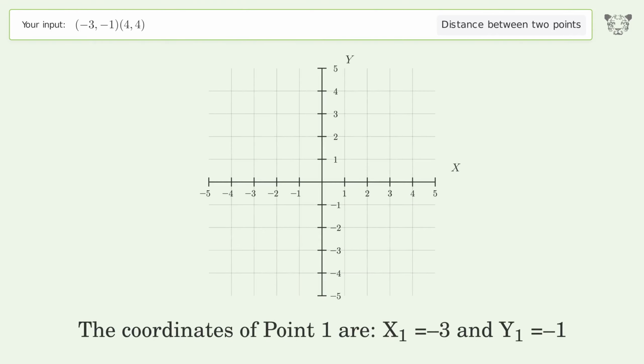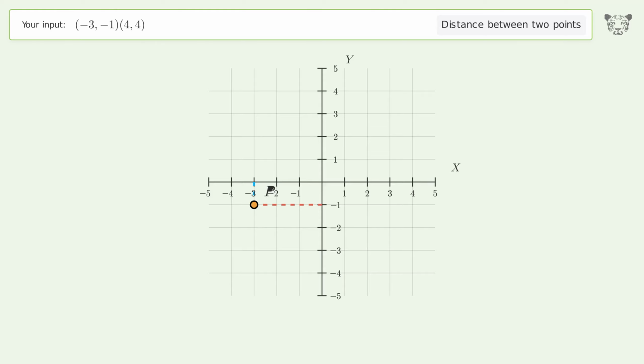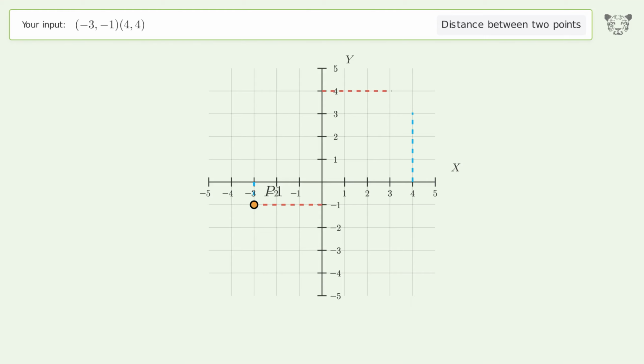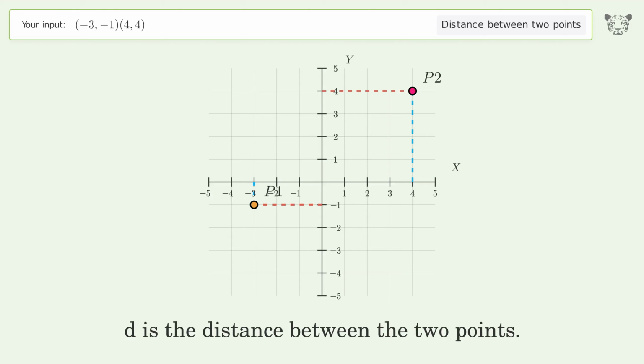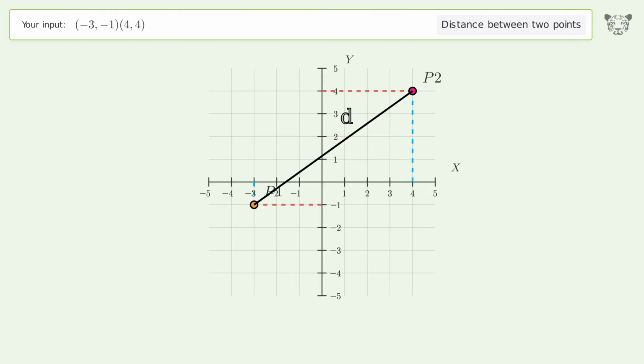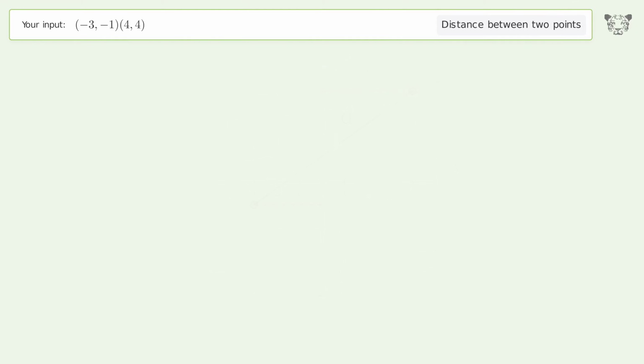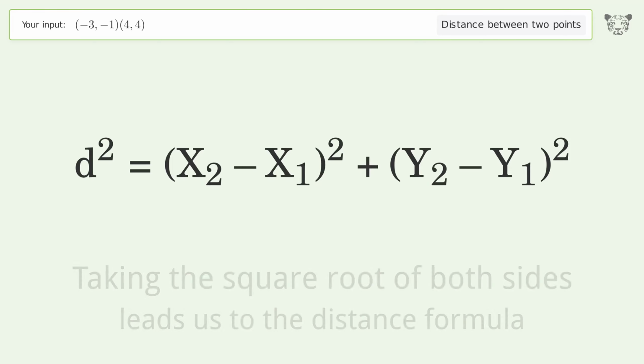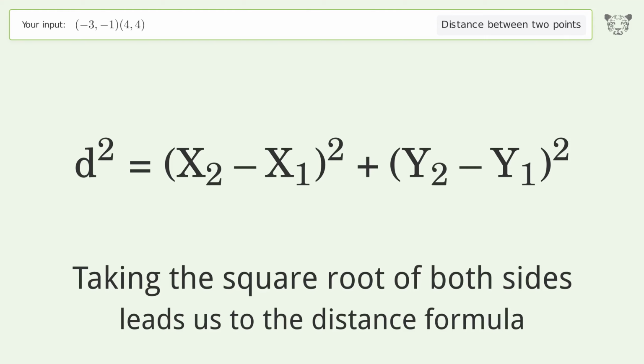The coordinates of point 1 are, x1 equals -3 and y1 equals -1. The coordinates of point 2 are, x2 equals 4 and y2 equals 4. D is the distance between the 2 points. The Pythagorean theorem tells us that taking the square root of both sides leads us to the distance formula.